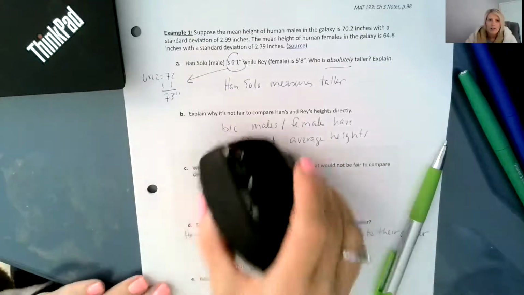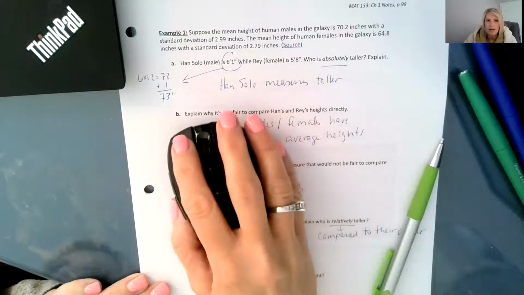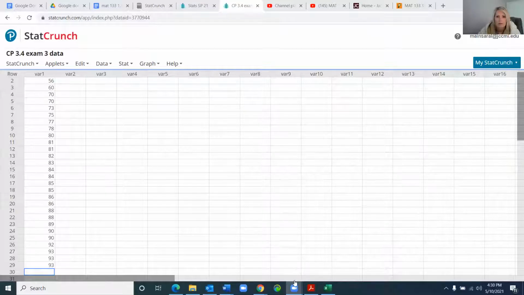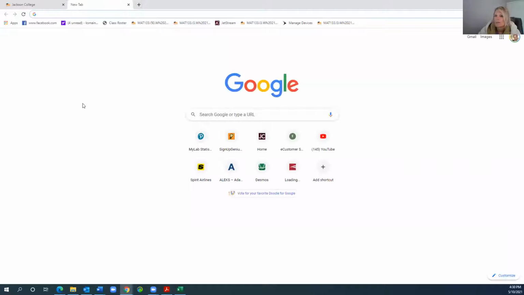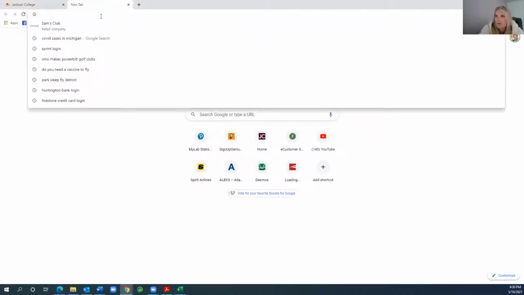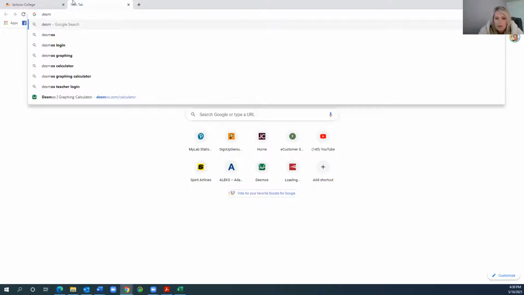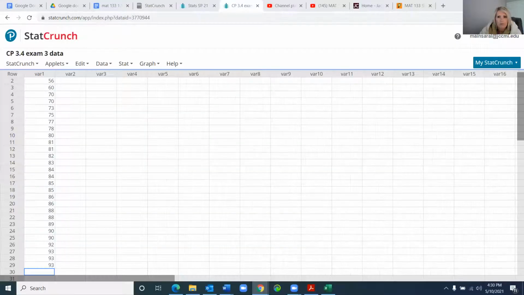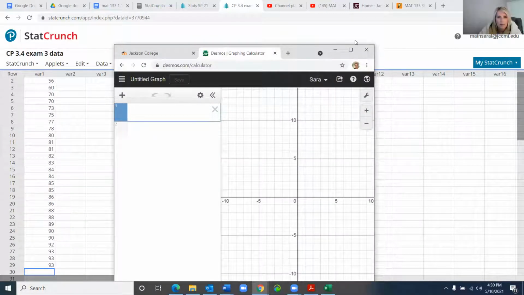Now, if you don't have a graphing calculator, it may be just as easy for you to have access to Desmos. I think I'm sharing my second screen, but I'm going to move it over because I'm not confident I am. So Desmos is desmos.com. It's a really nice handy calculator.